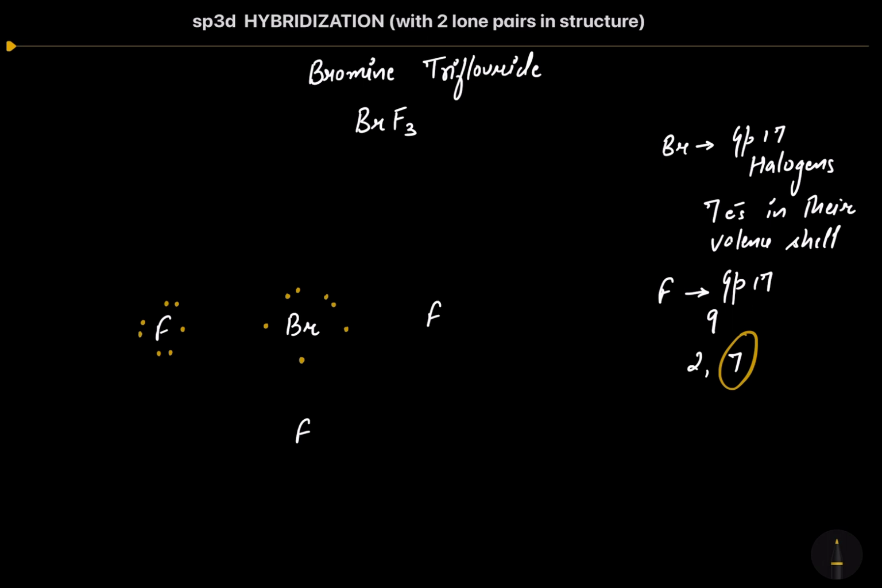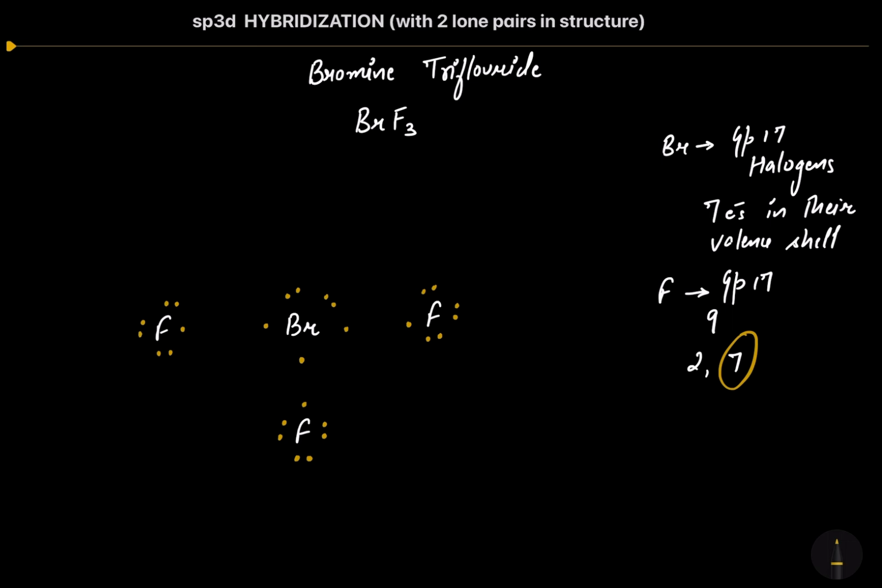Now let's come to the second fluorine. The first electron, second electron, third electron, fourth electron, fifth electron, sixth electron, and the seventh electron. Now let's come to the third fluorine. Again, seven electrons are marked. So now let's make the covalent bonds.